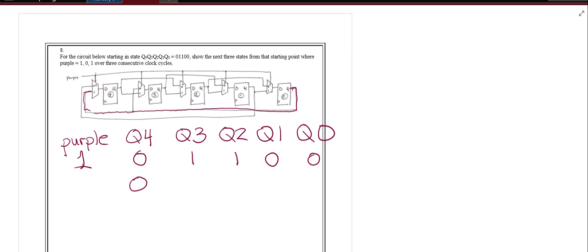So now I'll look at Q3. They all have the same select. Purple is 1, so they all have S equal to 1 for this go-round. And so I want to see what's going into the 1 input for flip-flop 3. And it's the output from flip-flop 4. But not the new output, the output that was there before, which happens to be the same. It's still 0.